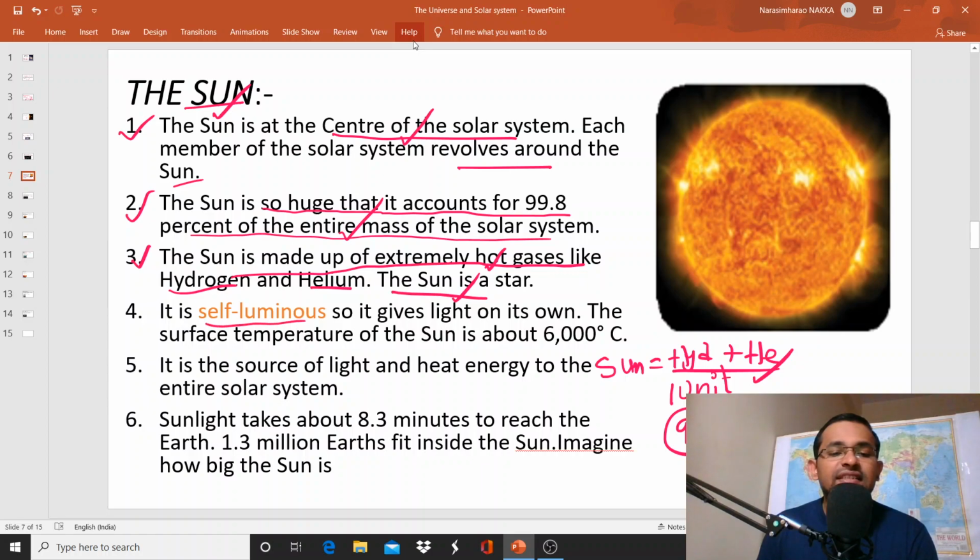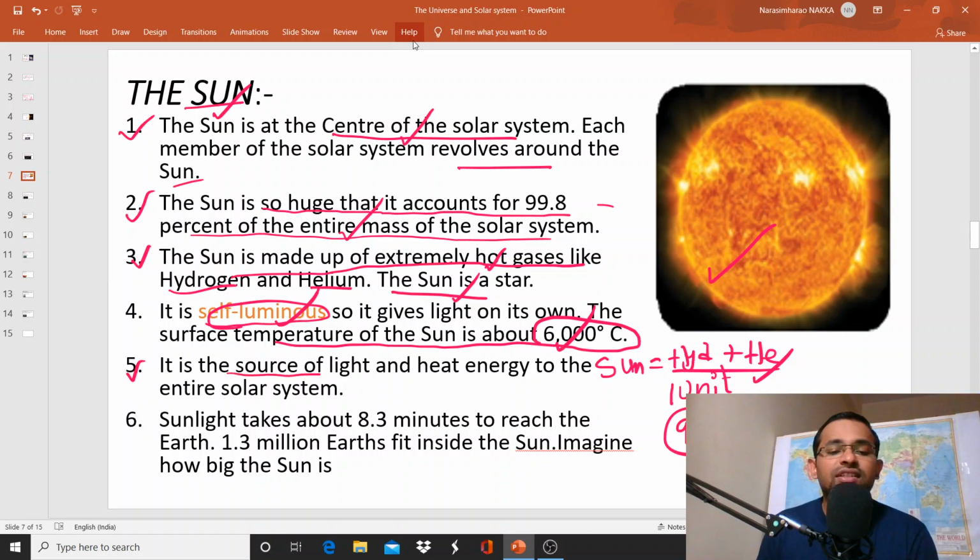And of course, it is a self-luminous body. What is the meaning of self-luminous body? A body which exerts heat and light on its own is called a self-luminous body. The sun is a self-luminous body because it generates its own light and heat. The surface temperature of the sun is about 6,000 degrees Celsius. So just imagine how hot the sun is.